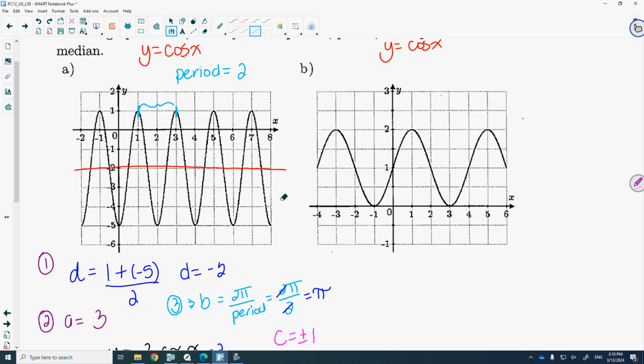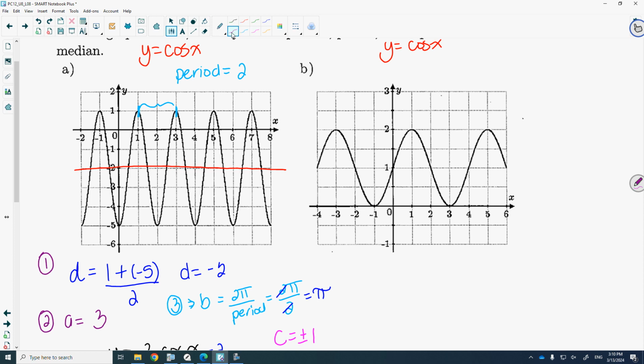Okay, I will do b, but what I want you to do is pause the video and see if you could get the midline first, then the amplitude, the period, the b value. See if you could do all that, and then unpause and you could verify.